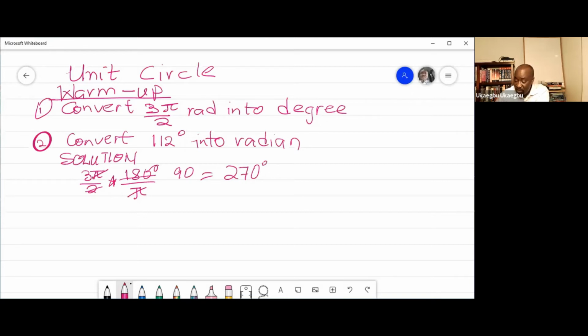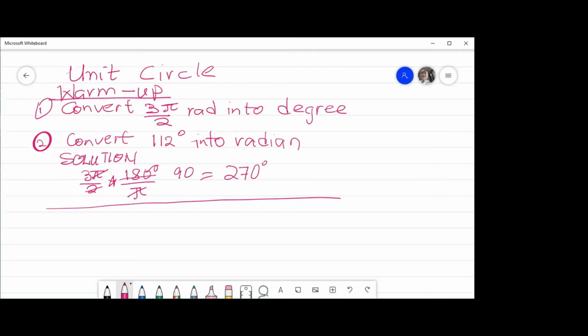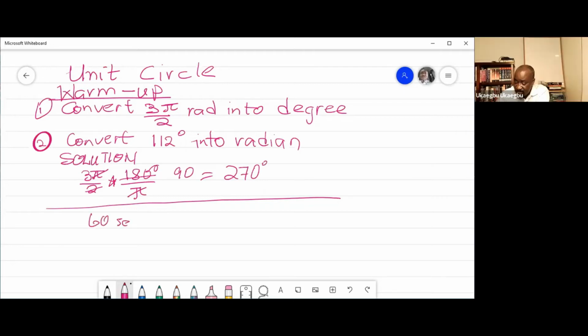For example, before we continue on this solution, let us think about different conversion rates that we know. Give me one conversion rate that you know. What is 60 seconds equal to? 1 minute. So that's a conversion rate. Once you have it, you can convert any number that is higher or lower than 60 seconds, or higher or lower than 1 minute.